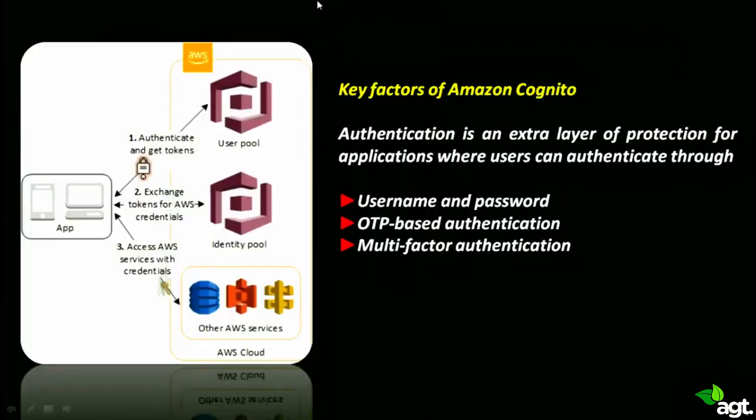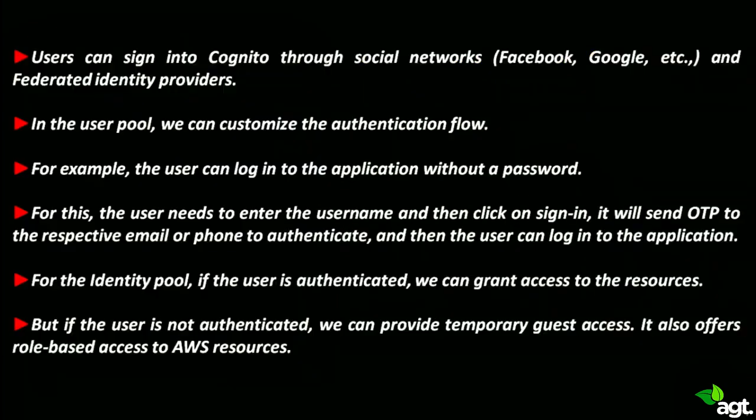So what are the key factors of Amazon Cognito? Authentication is an extra layer of protection for applications, where users can authenticate through username and password, OTP based authentication, and multi-factor authentication. Authorization is when a user wants to access private resources like a database or REST API, and for which they need authorization to access the secure resources.